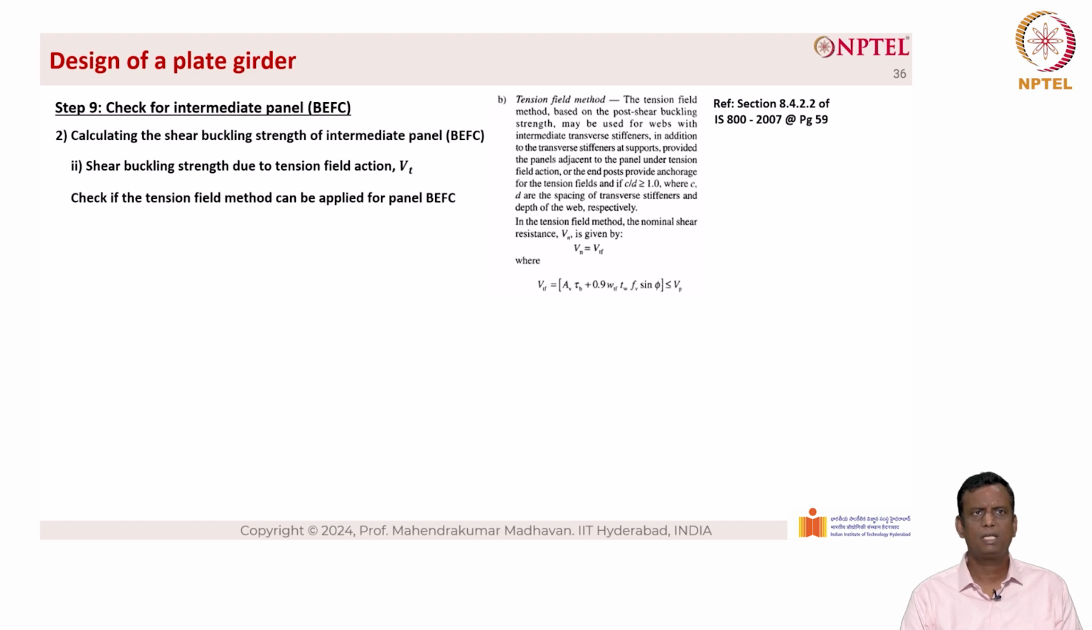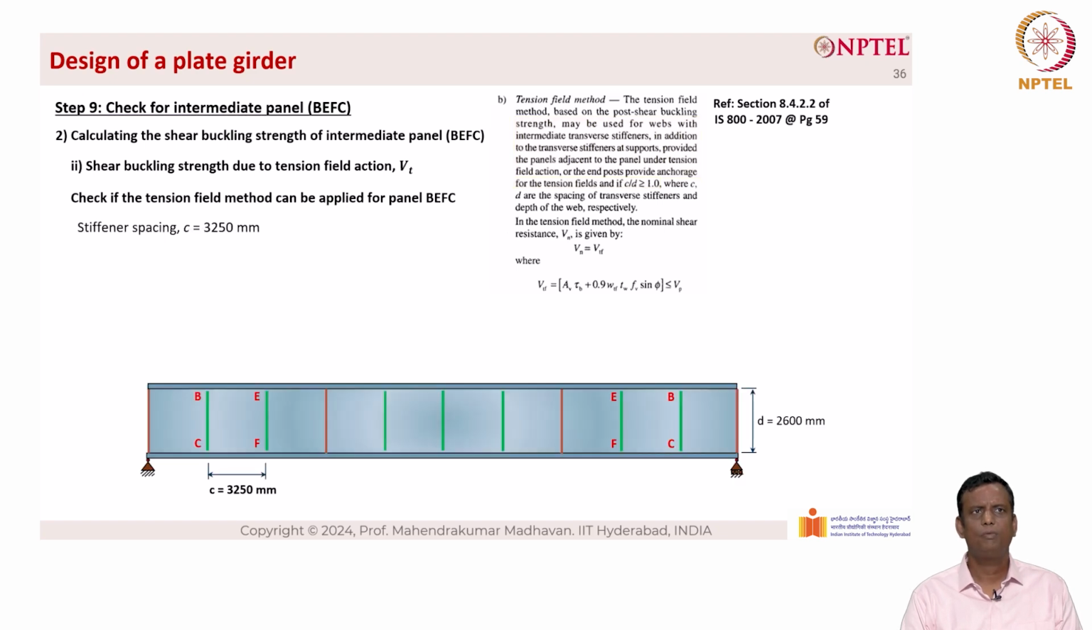Now let's check if the tension field method can be applied to BFC. There is a criterion that we need to make sure is taken care of. The criterion is that C by D, which is the stiffener spacing divided by the depth, should be greater than or equal to 1.0. So when we do so, the stiffener spacing is 3250, C by D is 1.25, which is greater than 1.0. Hence the tension field method can be adopted.